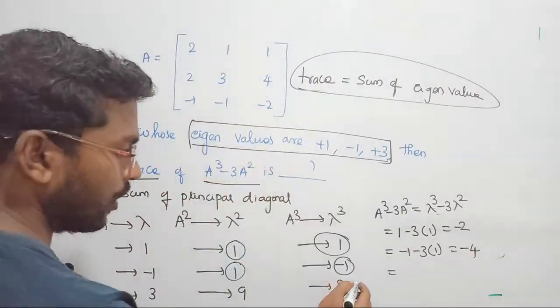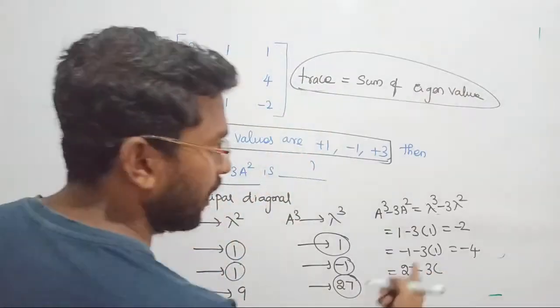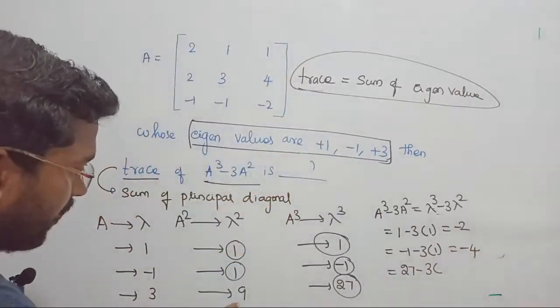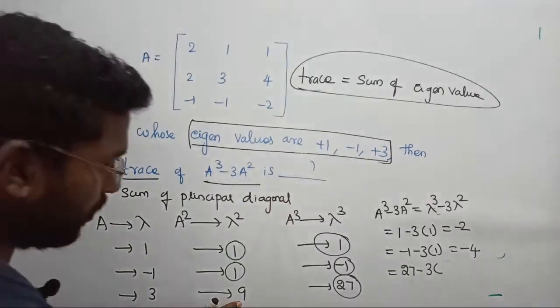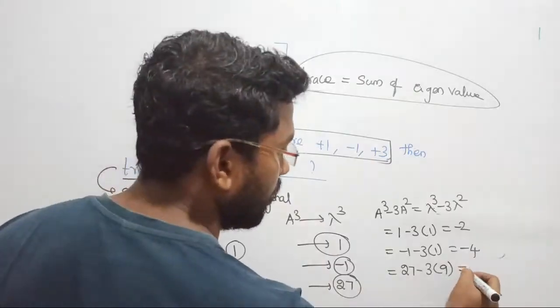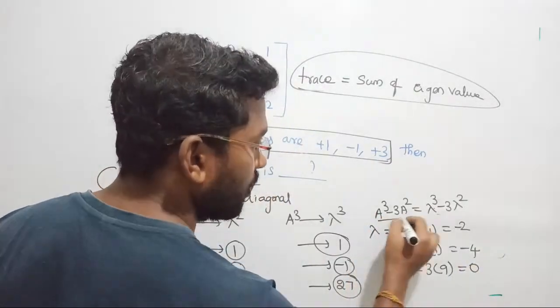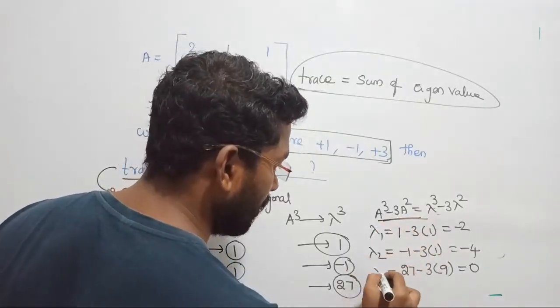Next, here we have 27. Yes, we have 27 minus 3 times 9. Is it correct? Lambda square, right? Yes, lambda square is 9 only. That is going to be what? See, 3 times 9 will be 27. So 27 minus 27 will be 0 only. So these are the eigenvalues of this one. Its eigenvalues, let me define lambda 1, lambda 2, lambda 3.